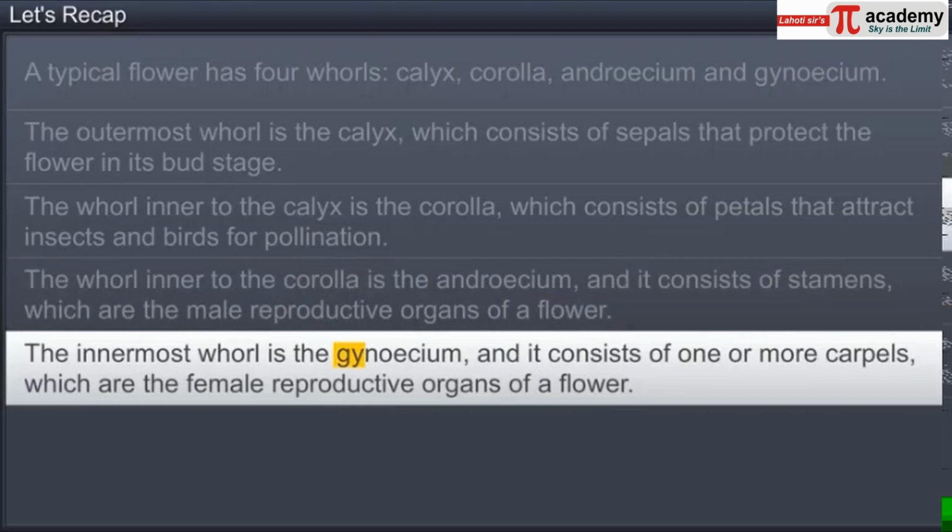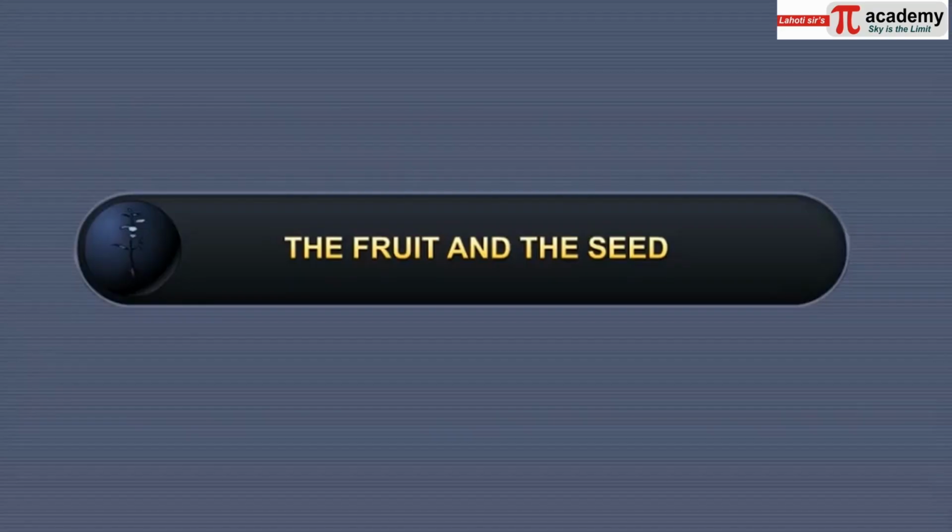The innermost whorl is the gynoecium, and it consists of one or more carpels, which are the female reproductive organs of a flower. In this module, you will learn about fruits and seeds.